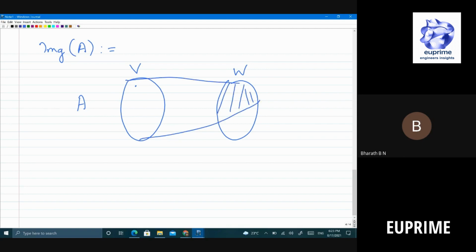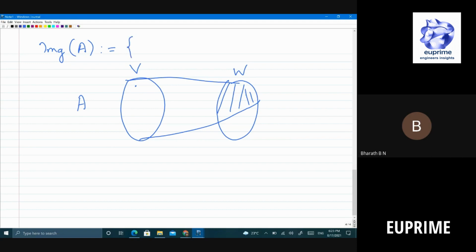If this subset is entire W, then great, but otherwise it's some subset here. Do you agree? So this set, I'll name it as the image of A. Image, because you know why it's an image, it's like you shine a light and whatever. Okay, so how do I write this?